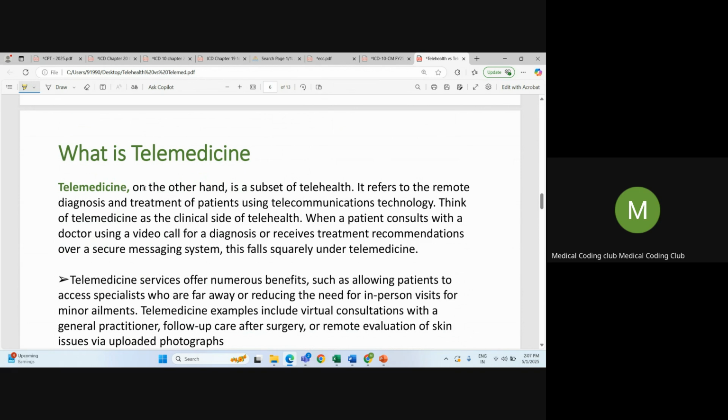Telemedicine, on the other hand, is a subset of telehealth. It refers to remote diagnosis and treatment of the patient using telecommunications technology. Think of telemedicine as the clinical side of telehealth. When I say telehealth, it can be clinical or non-clinical, both can happen utilizing telehealth service. But when I specify telemedicine, you should understand it's the clinical side.